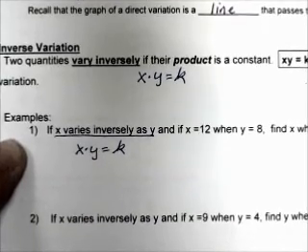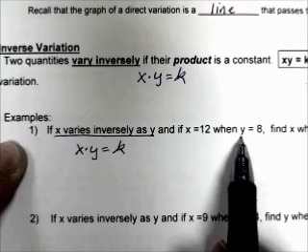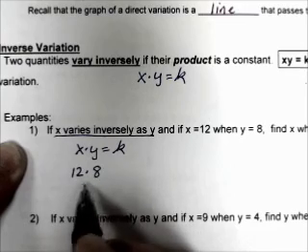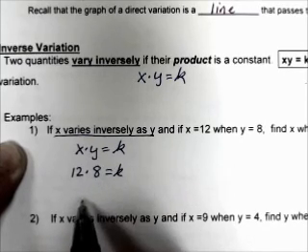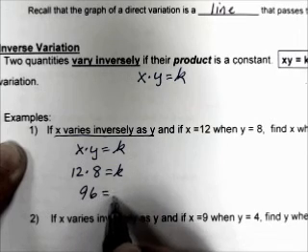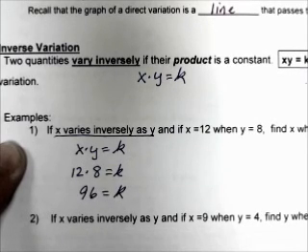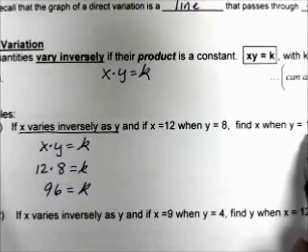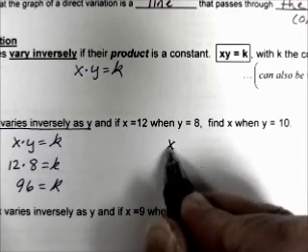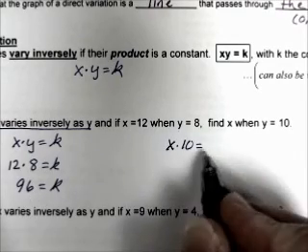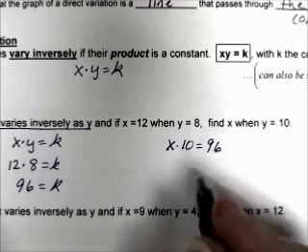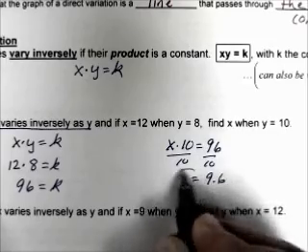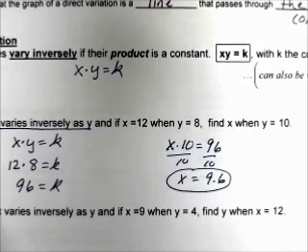Now, if x equals 12 when y equals 8, all right, so we replace x with 12 and y with 8. What is 12 times 8? Well, 12 times 8 is 96. So our constant for this particular problem or example is 96. Find x when y is equal to 10. So x times 10 has to equal our constant of 96. If I divide by 10 both sides, we have x equals 9.6. That's our value for x.